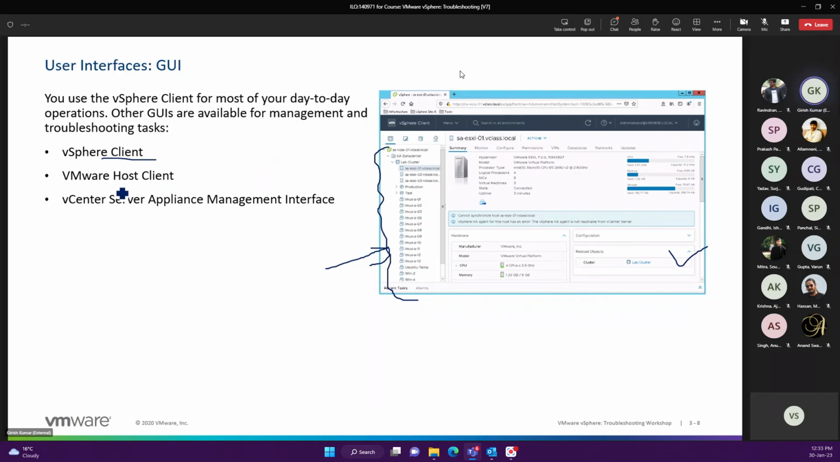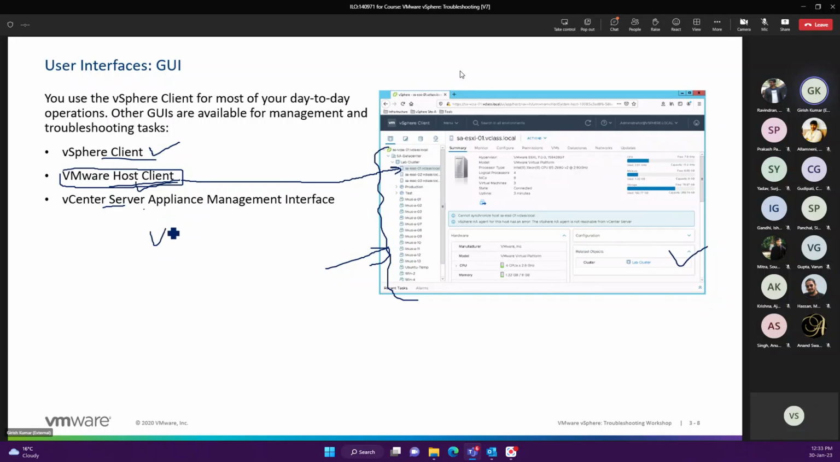But you can also use the host client. When you want to access an individual host, you can use the host client, a specific single host through the UI. The same kind of URL you are going to use: HTTPS, FQDN of the ESXi host, /ui, versus the FQDN of the vCenter Server. And you are going to access one interface.